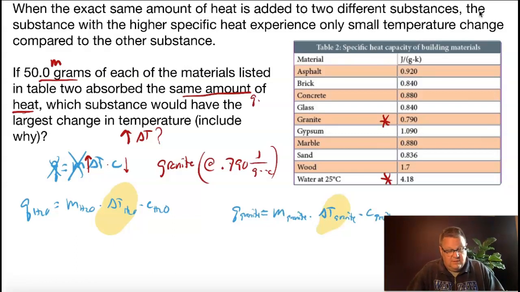You're going to get granite, with its small specific heat, giving you the largest change in temperature. I mean, that's what specific heat is: how much energy is needed to raise 1 gram of a substance by 1 degree Celsius. Granite, with a relatively low specific heat compared to water, is not going to take as much energy to raise it 1 degree Celsius. So it'll have a larger temperature change. All right, let's move on.